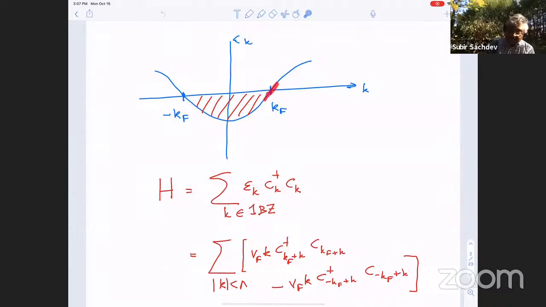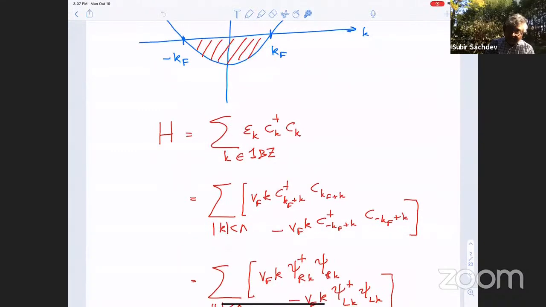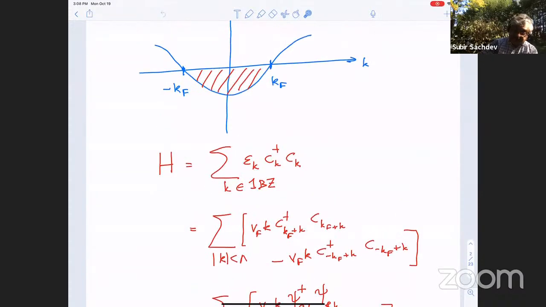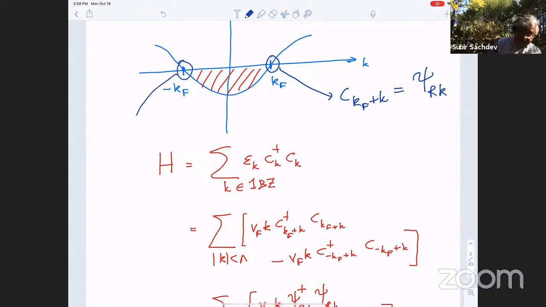Okay, so if you linearize the momentum around this point, then epsilon_k, which vanishes at k_F, just becomes v_F k on the right edge and minus v_F k on the left edge. And then you also identify this region here, in this region, you say that c of k_F plus k is equal to some new fermion, which I'll call a right mover at momentum k. And on this region over here, you say that c of minus k_F plus k is a left mover with momentum k. Notice little k always increases to the right.